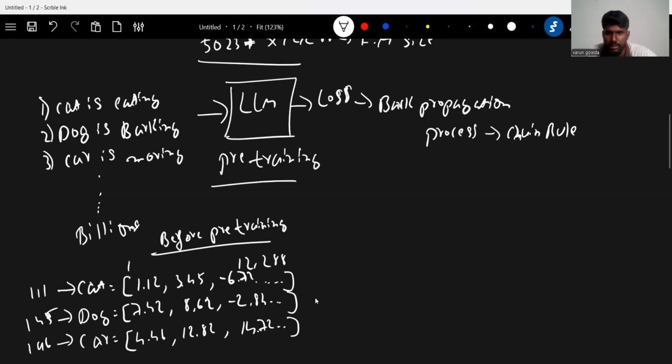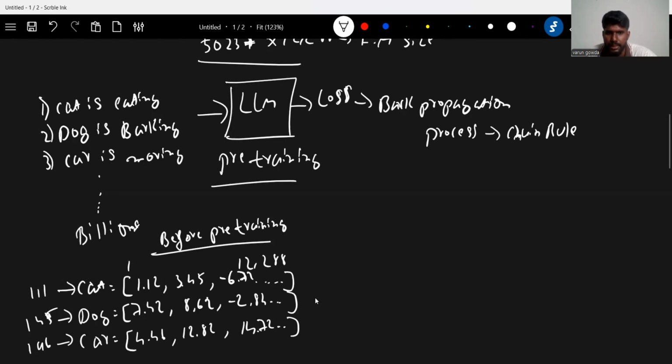These things, the loss calculation and the backpropagation, how it updates, and we'll see some gradient descent techniques like the Adam optimizer and all. We'll see in our next sessions. As of now, consider these things.